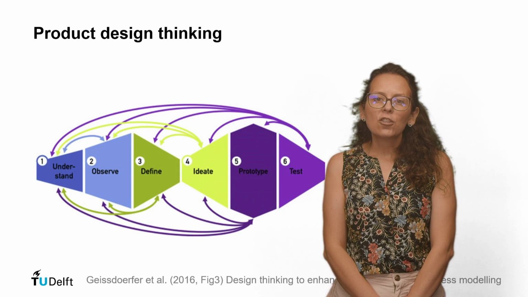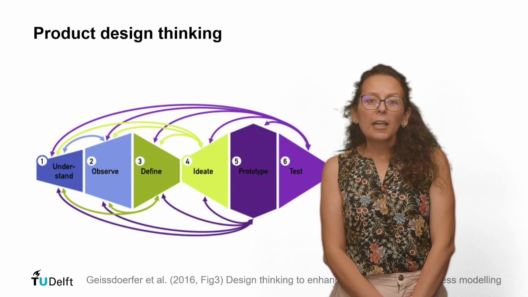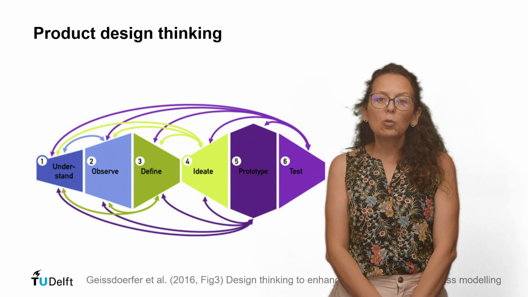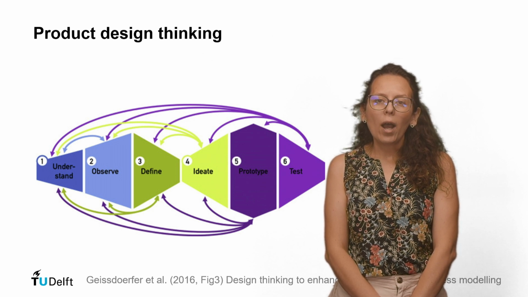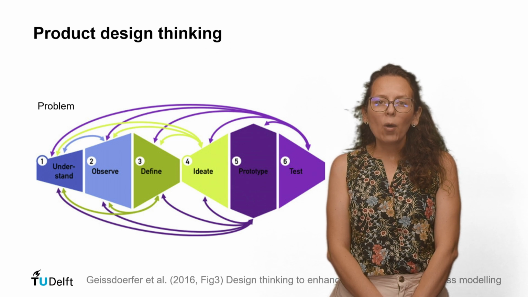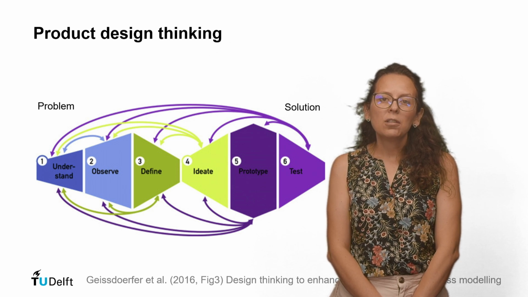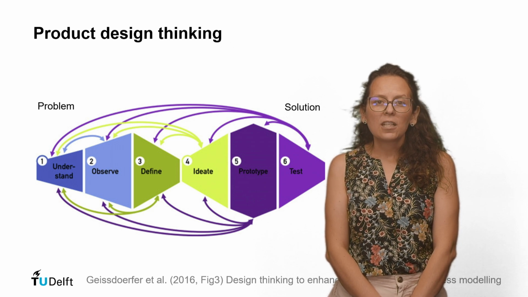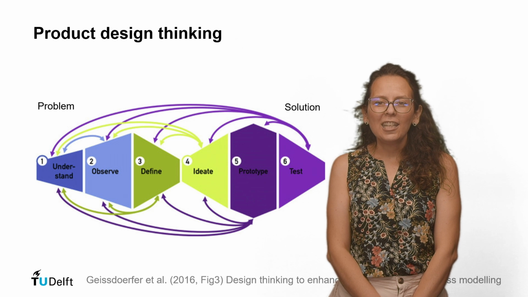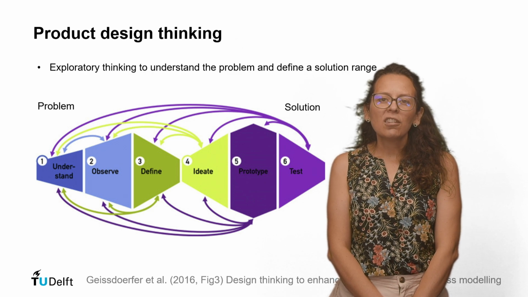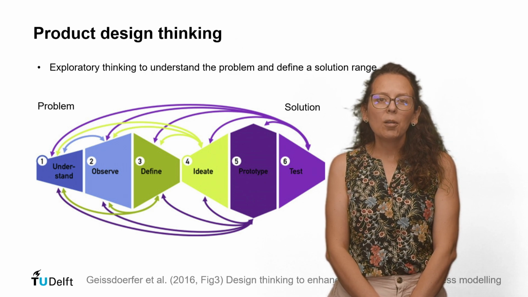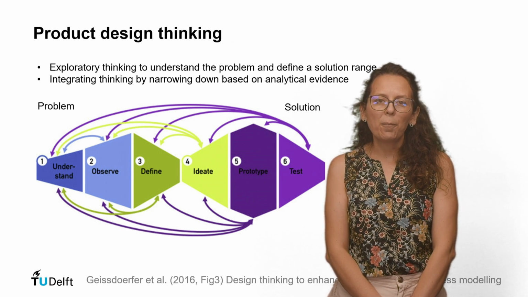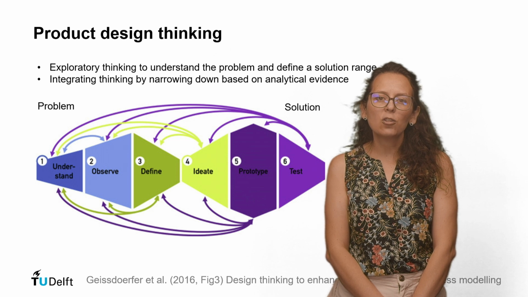There are many iterations in this process. To make clear the thinking mode behind the process, the steps are often expanded and depicted into 2 complementary sides. One about the problem on the left, and one about the solution or the product to be designed on the right. In both sides, the designers, you as a group in this case, follow exploratory and integrated thinking. Exploratory thinking is about widely looking at the problem and solution space, and integrated thinking is to narrow down the problem and product design scope based on the evidence you collect.